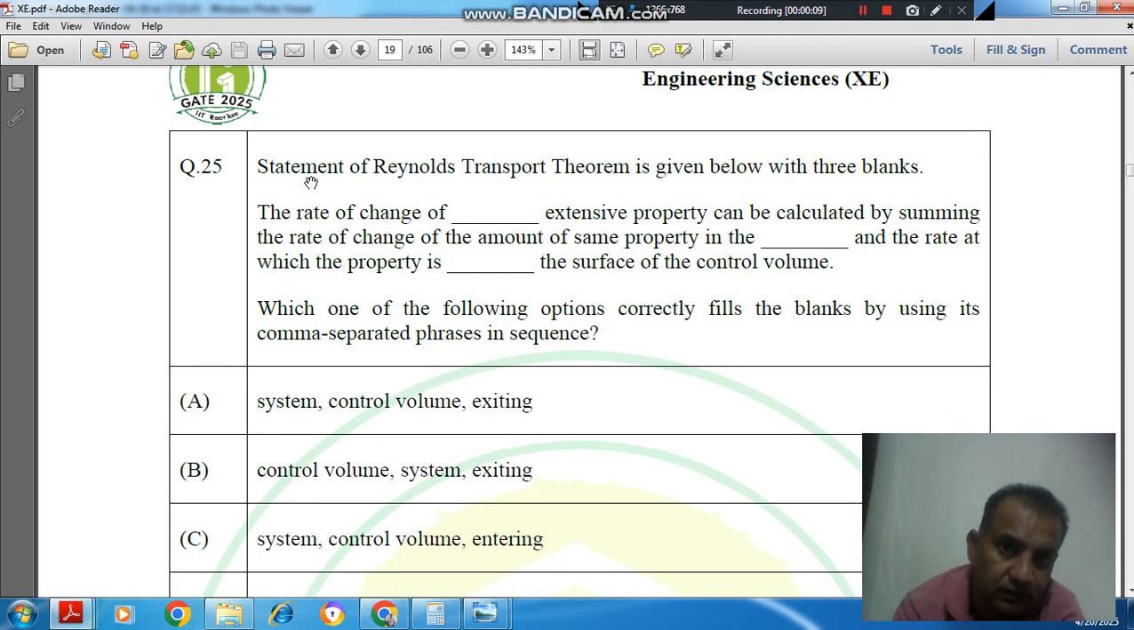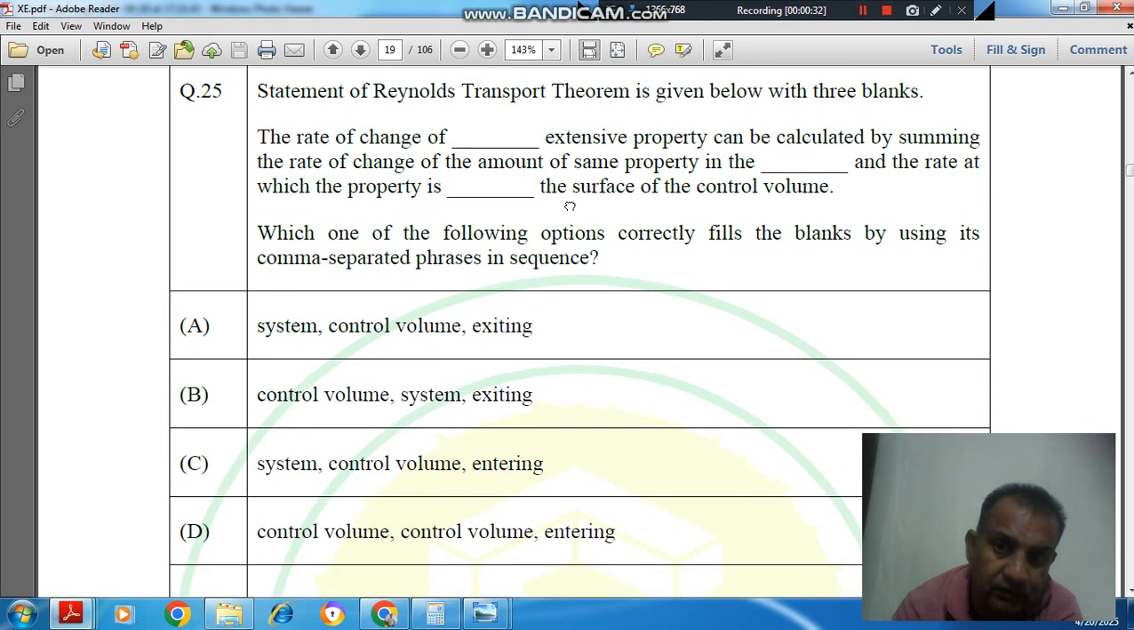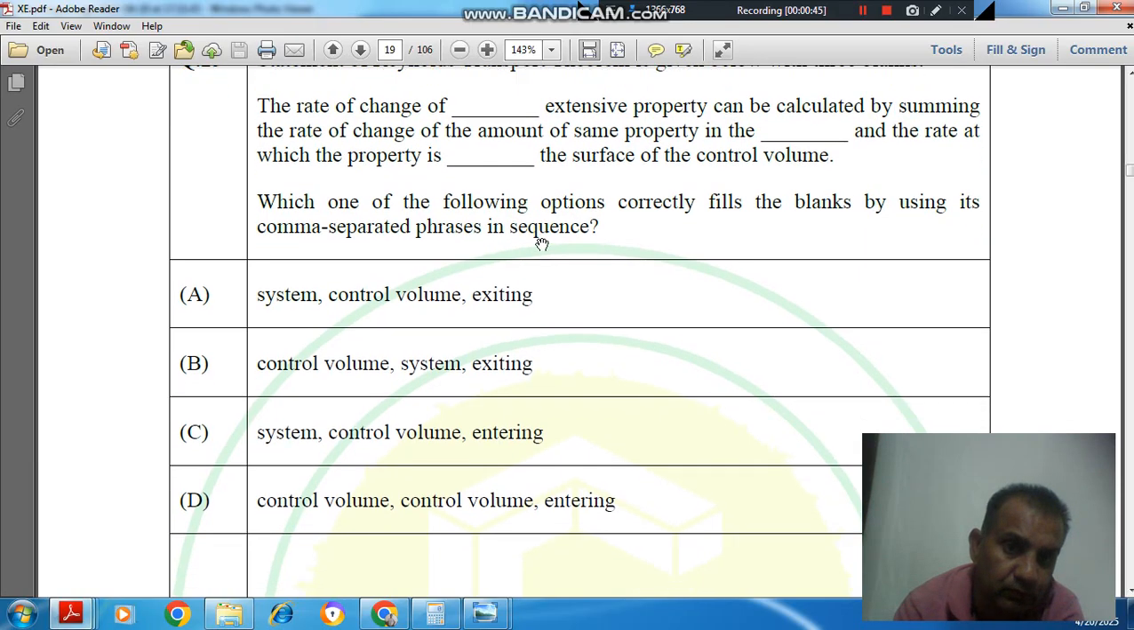Question number 25: the statement of Reynolds transport theorem is given below with three blanks. The rate of change of dash extensive property can be calculated by summing the rate of change of amount of same property in the dash and the rate at which the property is dash the surface of the control volume. Which one of the following options correctly fills the blanks by using its comma separated spaces in sequence?